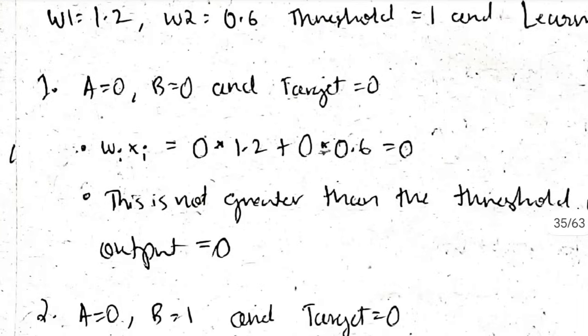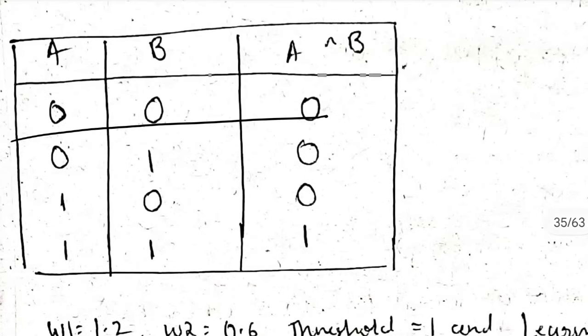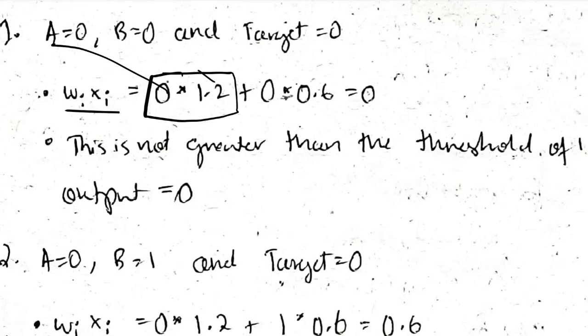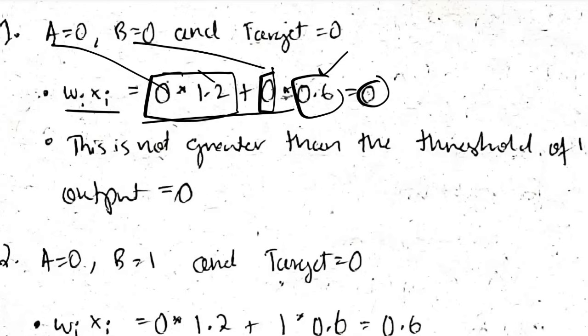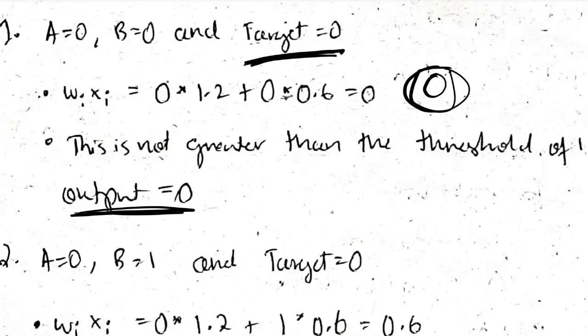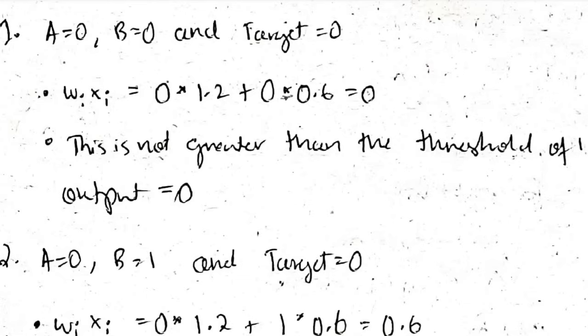So let's have a look at the first one. A is 0 and B is 0, and the target I should get is 0. Why? Because when A is 0 and B is 0, I expect the answer to be 0, right? So let's multiply and see. Wi Xi: 0 into 1.2, this is the A value and this is the W1 value, plus 0 into 0.6, where 0.6 is the W2 value and this is the B value. When I multiply it, I'm getting the answer 0. Is it greater than or less than the threshold? It is not greater than the threshold. So what should be my output? It should be 0 only. That I have set like that. If I get less than the threshold, my output should be 0, else it will be 1. So the output is 0 and it is matching with the expected output, so I'll not do anything. This is pass. The test case is pass for 0 0.